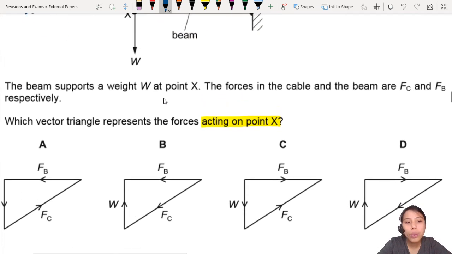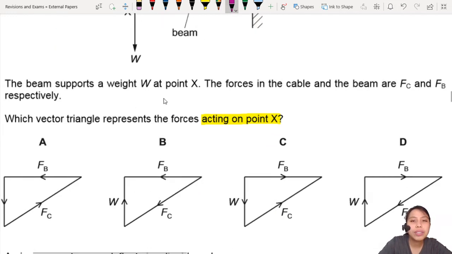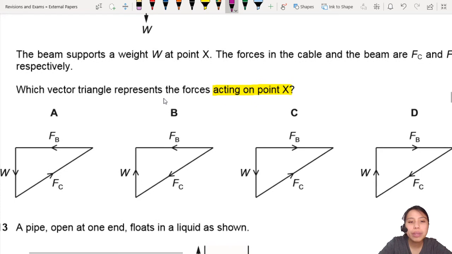So let's start with W. W should be pointed downwards. So we go through every single diagram and see where W is pointed downwards. This is good. This is wrong. This is good. This is wrong. So these two are out.